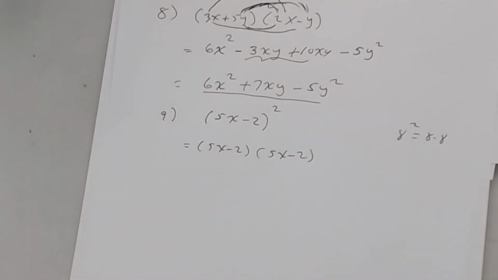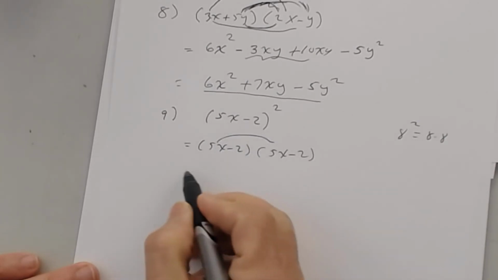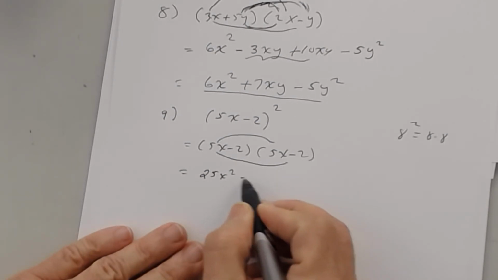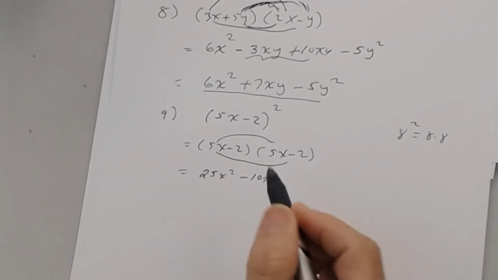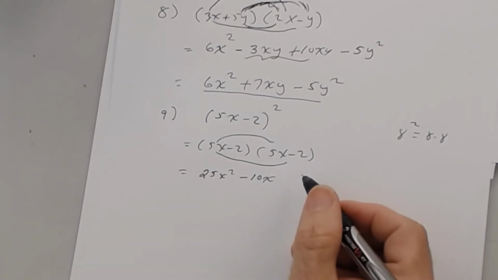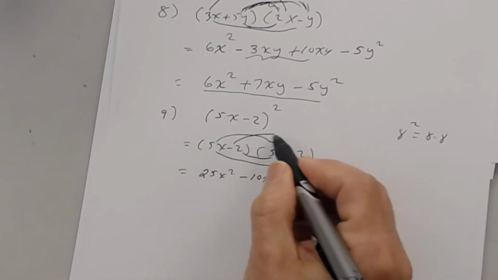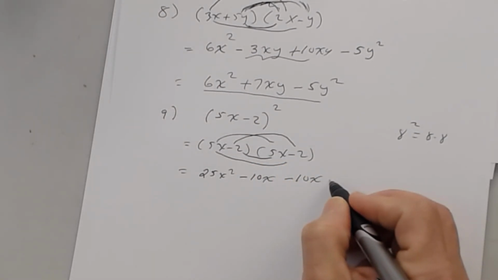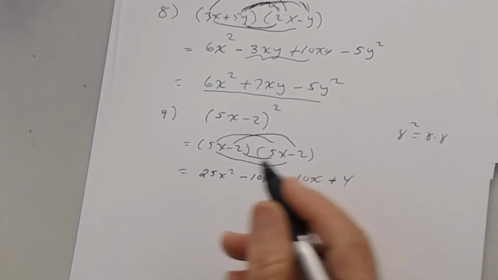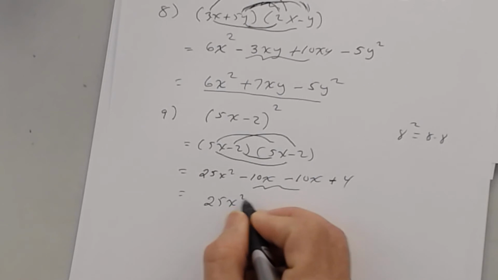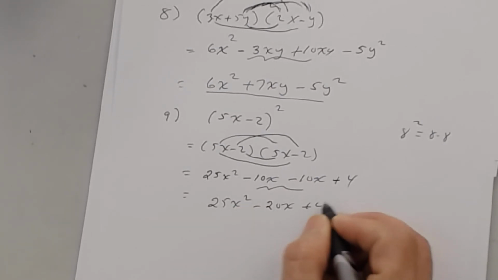So you're going to see things like this. You just rewrite it as two binomials, and now you know you're going to use the what? FOIL method. So what's 5x times 5x? 25x squared. What's the outer? 5x times a negative 2 is a what? Negative 10x. What's the inner? Negative 10x also. And what's the last? Negative 2 times negative 2 is a positive 4. And then combine your like terms. Can I combine anything? Yes. So 25x squared minus 20x plus 4, right?